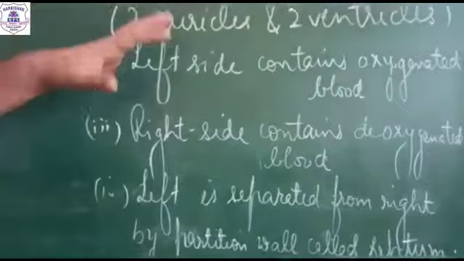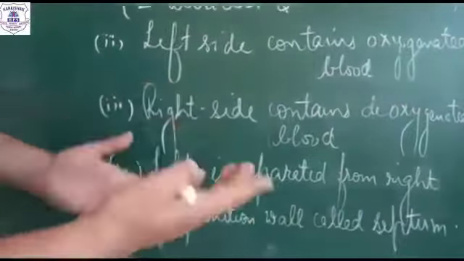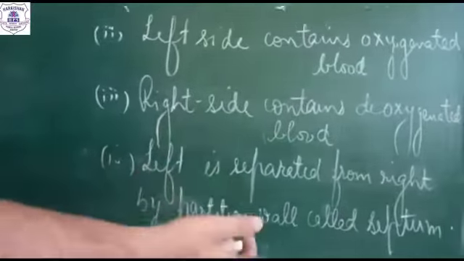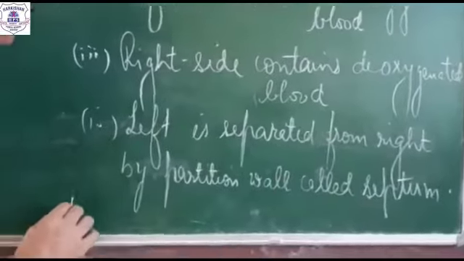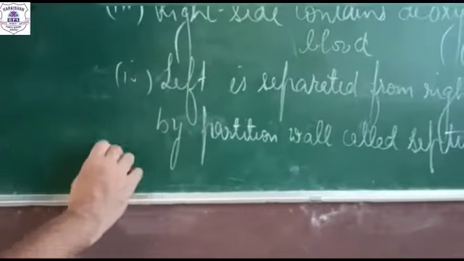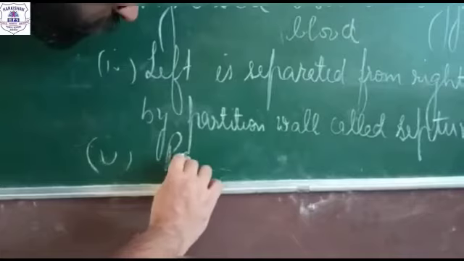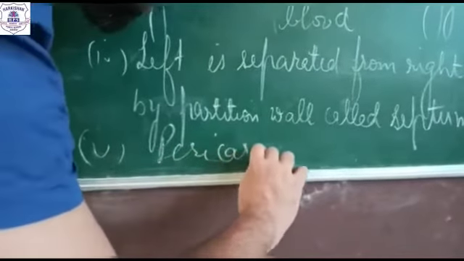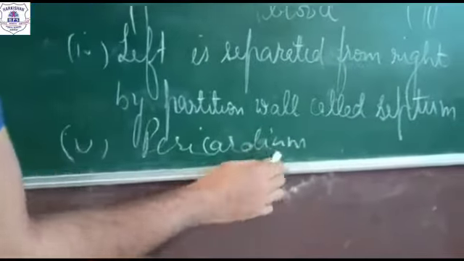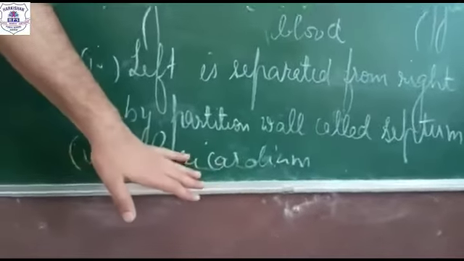Also, our heart has a covering around it, a protective covering. It is double layered. It is called pericardium. This is a double layer covering around the heart.